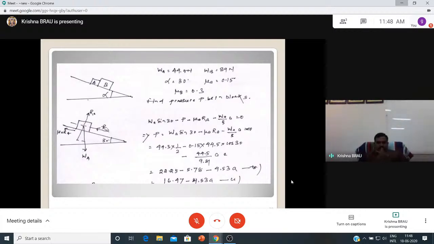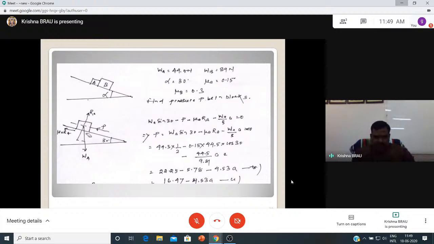W sin 30 in this direction, P opposite, minus P, and mu times R, that is the frictional force, is equal to inertia force. The inertia force, this is the force in between the two blocks. The inertia force is also acting the same. Only this component W sin part in this direction, P is acting in this, frictional force is acting in this, inertia force is also acting in this.